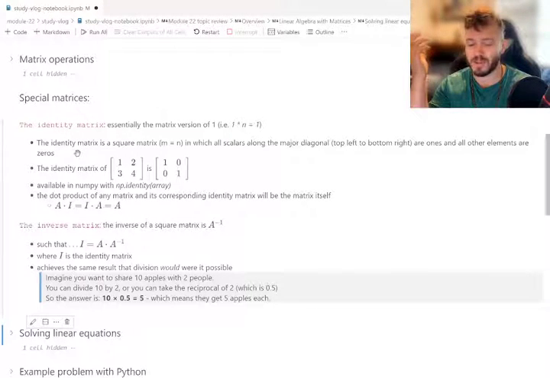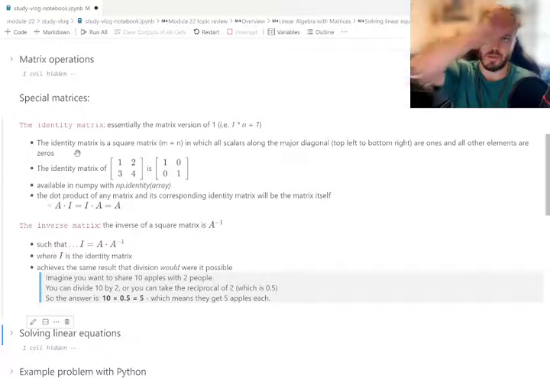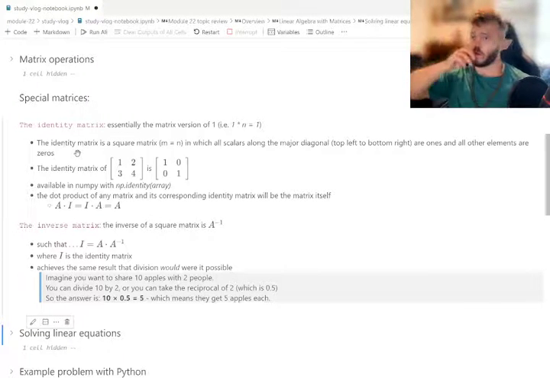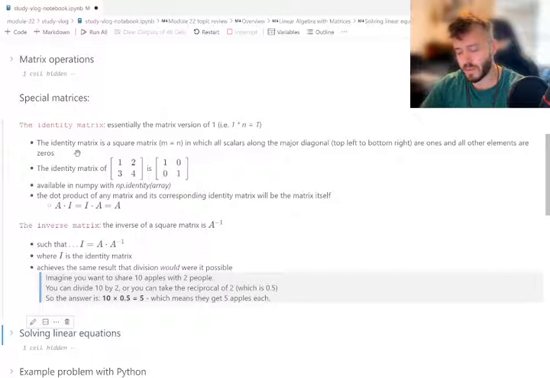I'm getting a little bit out of my depth here with all this math stuff, but that's what these videos are for. So anyway, the identity matrix is a square matrix in which all scalars along the major diagonal, which is just the top left to the bottom right, are 1s, and everything else is 0s. And when you actually, in the real world, find the identity matrix of a given matrix, you will sometimes end up with really tiny decimals, and you just round, and that pretty much solves that problem.